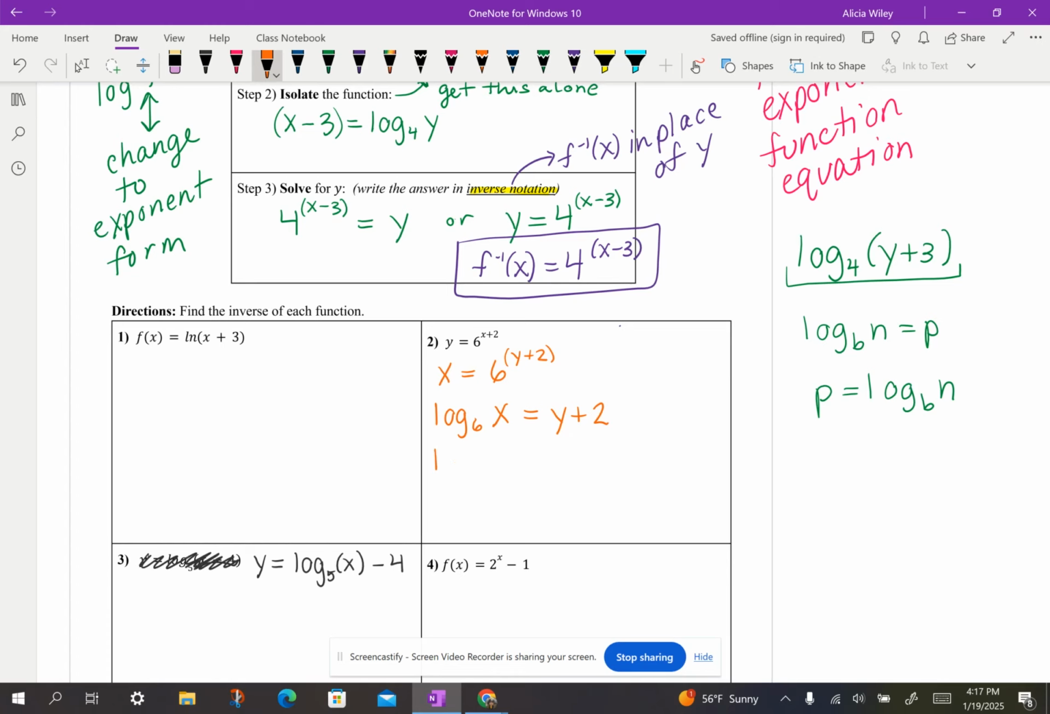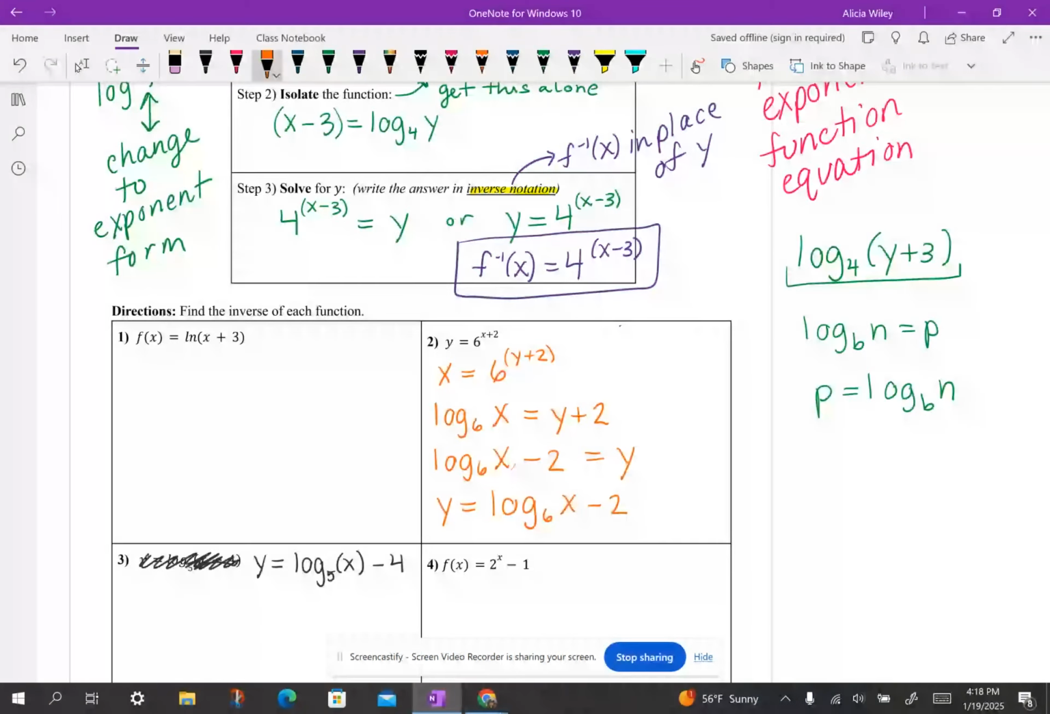So when you write this side, it's going to be log base 6 of x. Minusing 2 on both sides is going to be minus 2 equals y. Remember that this x is solo. This x minus 2 is not together. It's log base 6 of x, that whole thing, minus the 2 equals y. And again, if you like your y on the left-hand side, you can go ahead and write it on the left-hand side.